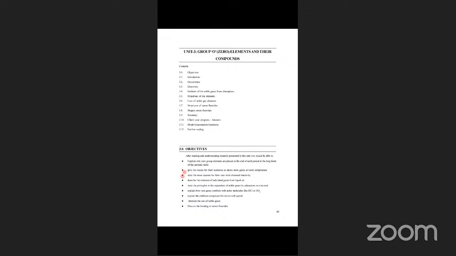Okay, now they are inert gas elements. And then number 4, describe the isolation of individual gases from the liquid air from atmosphere. So the isolation of individual gases. Now, what are the 0 group elements? You know that helium, neon, argon, krypton, xenon, and radon. These are the 0 group elements.